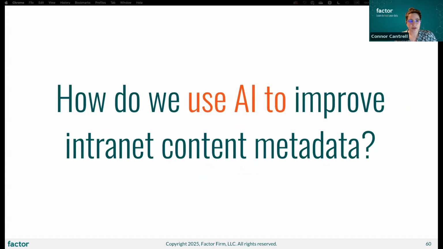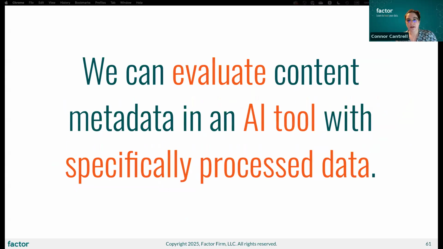So if we revisit that initial question, how do we use AI to improve intranet content metadata? In the context of this project, our answer was that we can evaluate content metadata in an AI tool with data processed specifically for this purpose. Our team would now expect to use at least a low-code solution for any n-gram generation, which, credit where it's due, we'd likely use an AI tool to help us script.